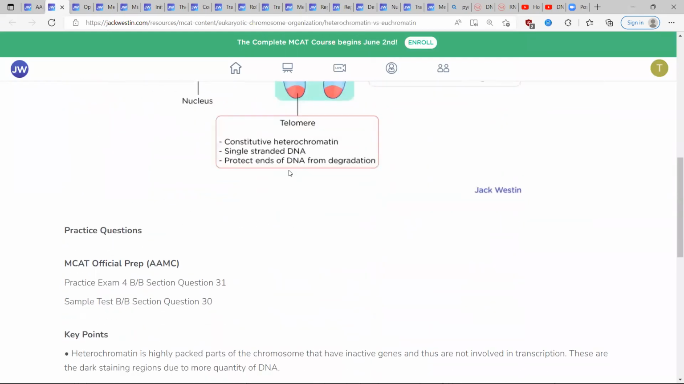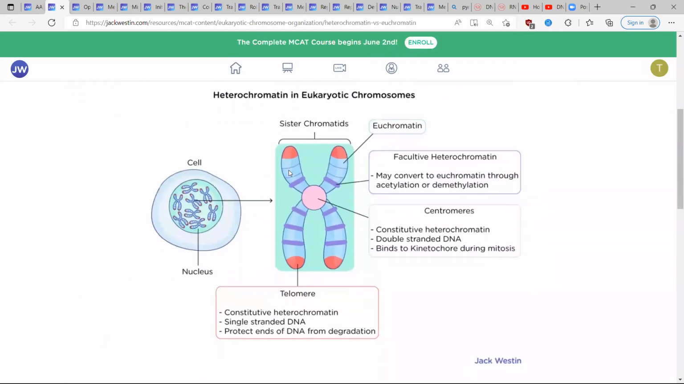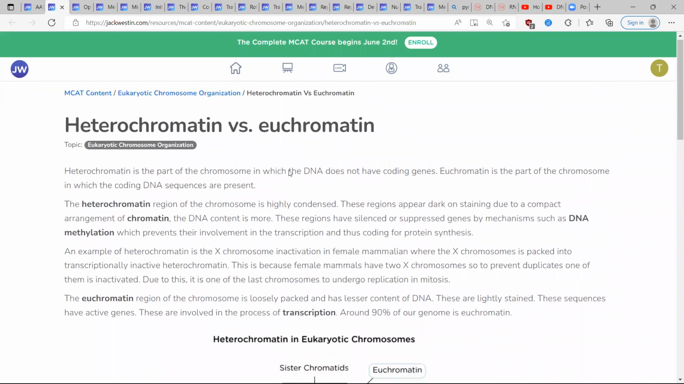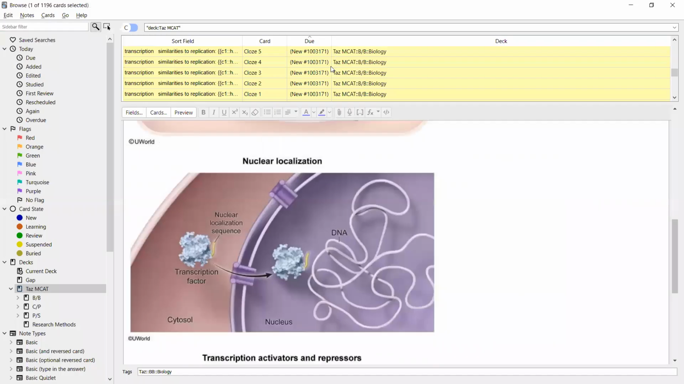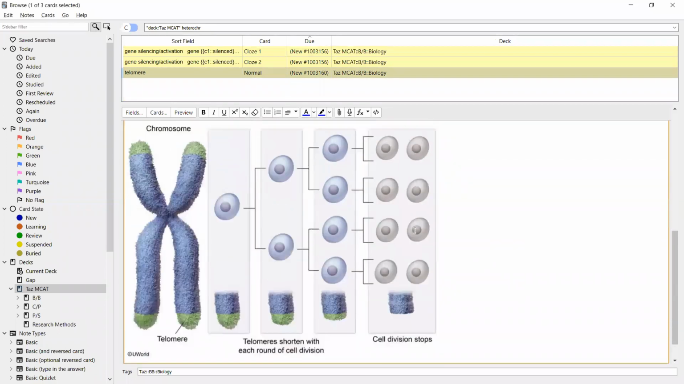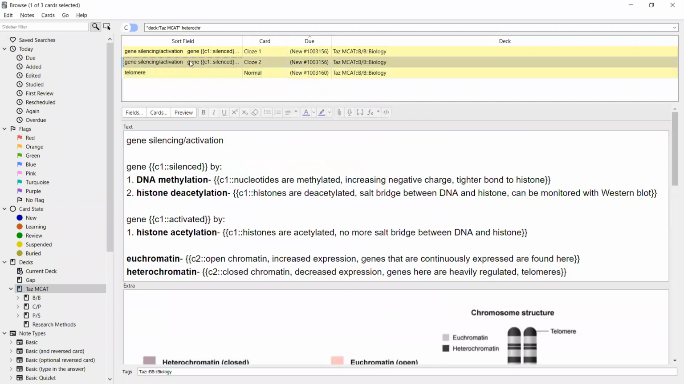Okay, so wait, is this what I want to talk about? No. Well, it's sort of what I want to talk about, but the picture isn't good. Hetero. Yes, okay. This is more for, I think we'll talk about this in meiosis stuff.